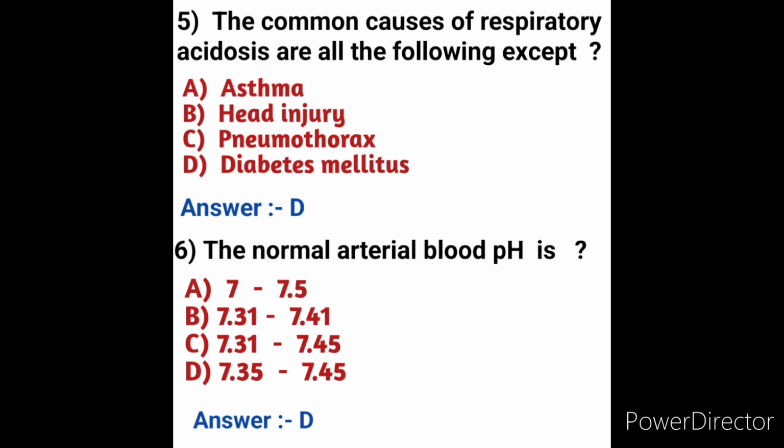A pH less than 7 is called acidic, meaning acidosis. A pH greater than 7 is called alkaline. Okay friends, here for normal arterial blood pH, option D is the correct answer. Next, move on to question number 7.